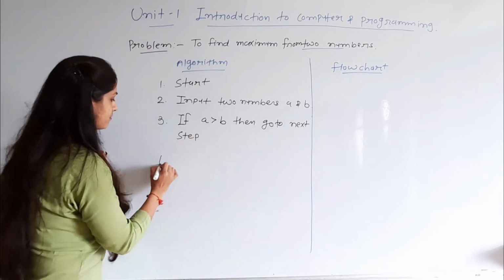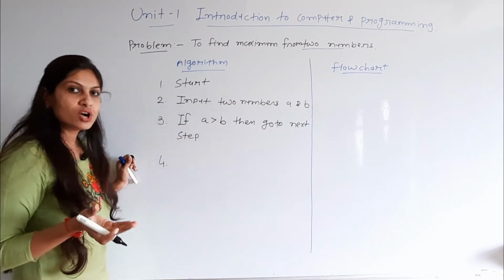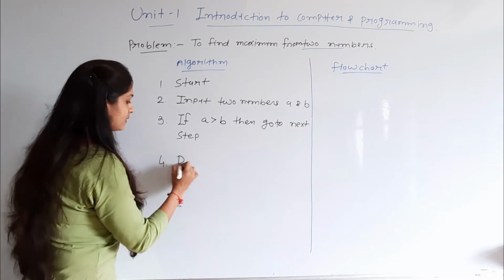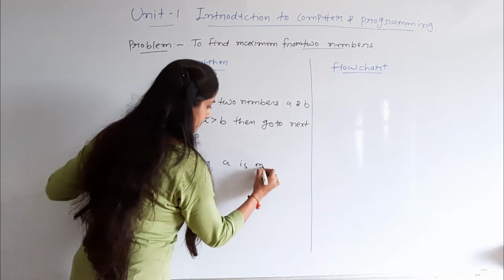Means next step is number 4. This condition true, that indicates what? Our answer is A, maximum number is A. So we have to display here, display A is max.